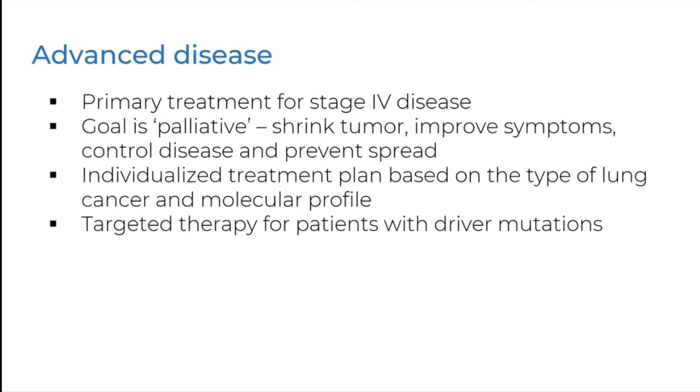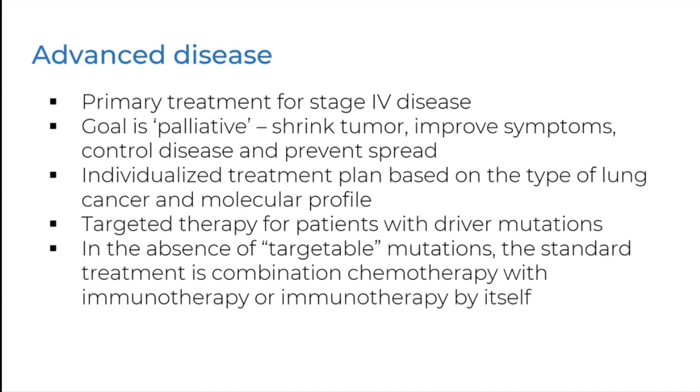But these mutations are only seen in about 15 or 20% of patients with adenocarcinoma, which means the vast majority of patients with advanced cancer don't have these specific mutations for which there are FDA-approved drugs currently available. In those situations, the standard treatment will be a combination of chemotherapy and immunotherapy. And in some patients, they may derive such a good benefit from immunotherapy that there may not be a need for chemotherapy, at least up front. And so you can treat with immunotherapy by itself.